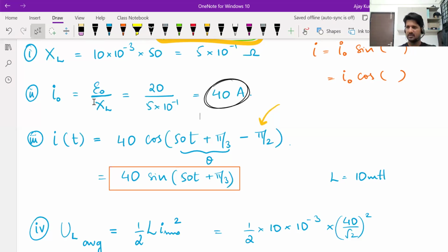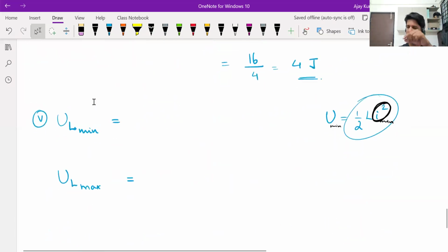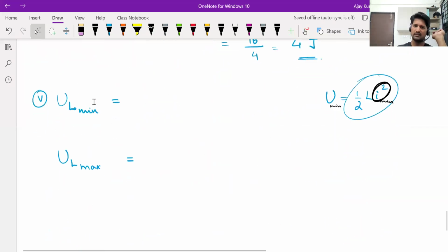Now, whether numbers are negative or positive, their squares are going to be positive. So to get the minimum of I square, you have to take current as 0. So the minimum energy stored in the inductor is also 0. At a particular instant, it won't have any energy in it. Okay. One of you tell me, how will you get the maximum energy stored in the inductor?